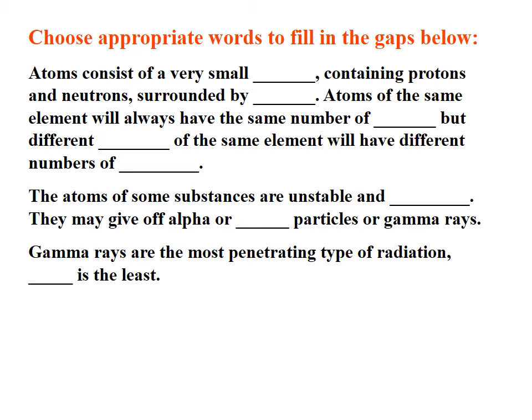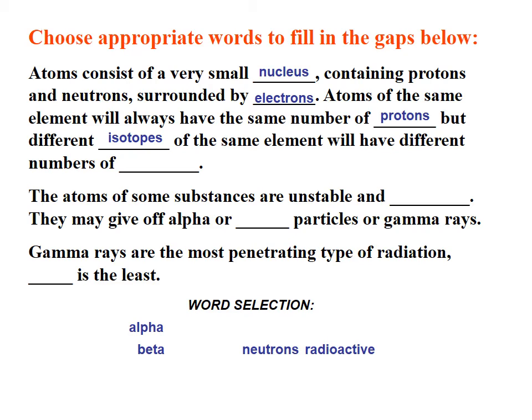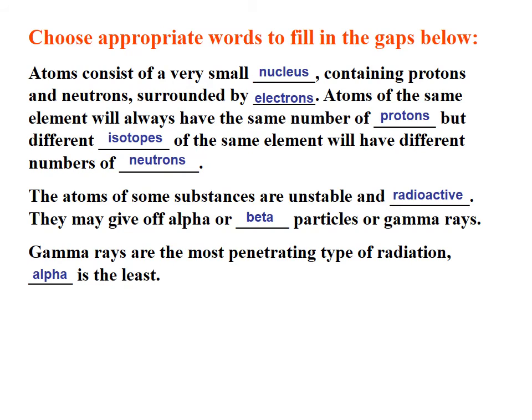Just to finish off the subtopic, we're filling in the words. Pause the video now and go through the answers for yourself. Okay, so atoms consist of a very small nucleus containing protons and neutrons surrounded by electrons. Atoms of the same element will always have the same number of protons, but different isotopes have different numbers of neutrons. The atoms of some substances are unstable and radioactive. They may give off alpha or beta particles or gamma rays. Gamma rays are the most penetrating type of radiation, and alpha particles are the least.